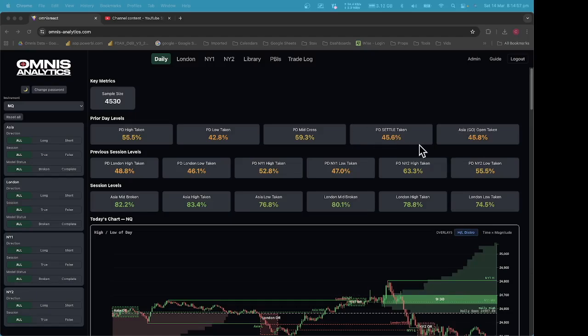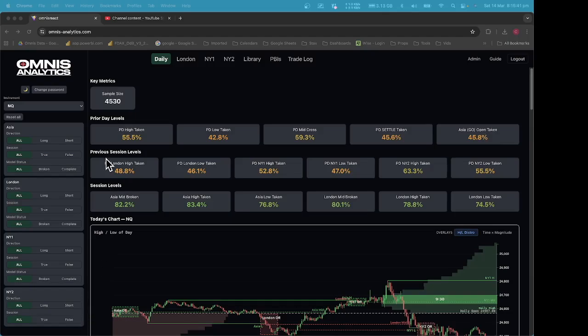And the last two here are the settlement price, right? How often was the previous day's official settlement price revisited? Settlement is a key institutional reference point. And the same applies to the Globex Open, the price at which Asia opened, the 1800, which can get revisited later that day.